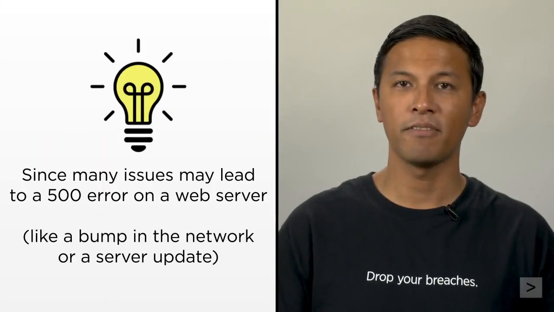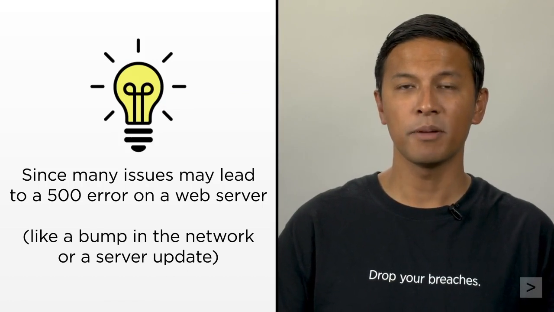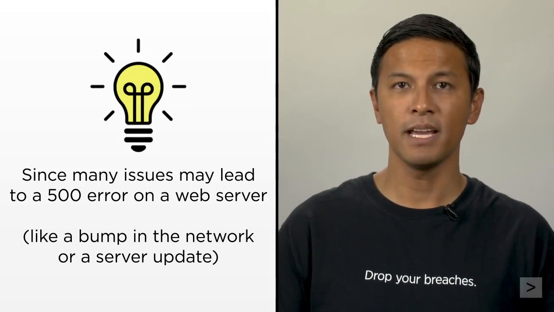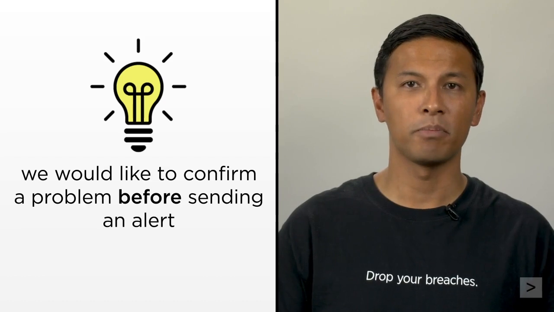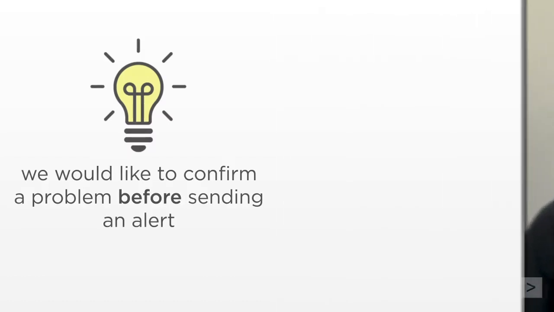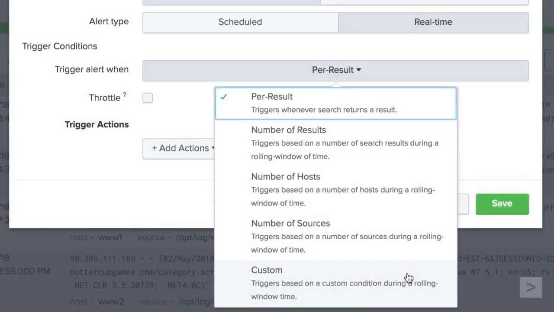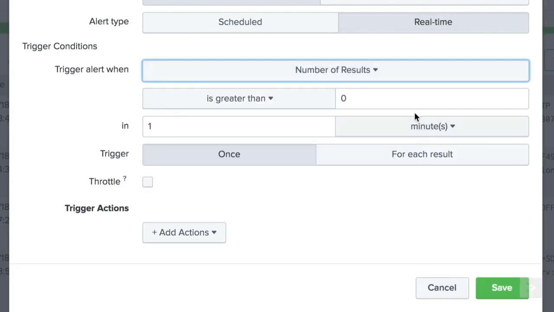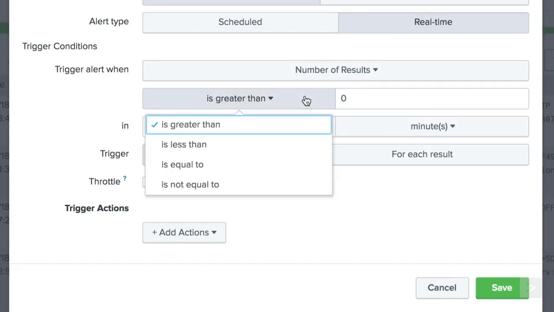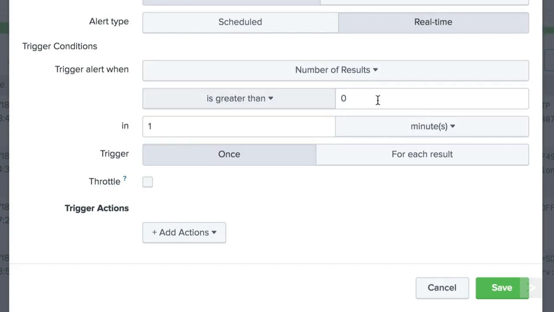Since many issues may lead to a 500 error on a web server, like a bump in the network or a server update, we would like to confirm a problem before sending an alert. For this, we select the number of results trigger condition. We want to be alerted if an error is returned more than once, so we select greater than from the dropdown and enter 1 for the number of results.